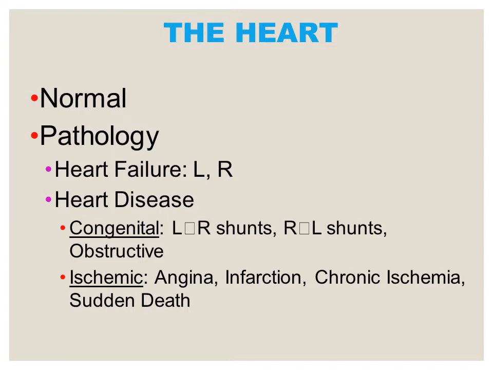So the basic pathologies of the heart, the diseases that we will be discussing in this chapter, are, number one, heart failure, which could be either left heart failure or right heart failure. Then the congenital heart diseases, which include the left to right shunts, the right to left shunts, and the obstructive congenital heart diseases. And then the most common cause of heart disease, ischemic heart disease, which includes angina, myocardial infarction, chronic ischemia, and sudden cardiac death.